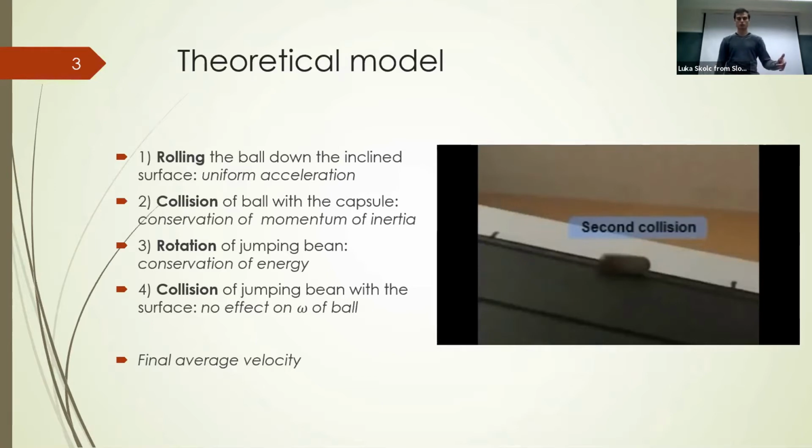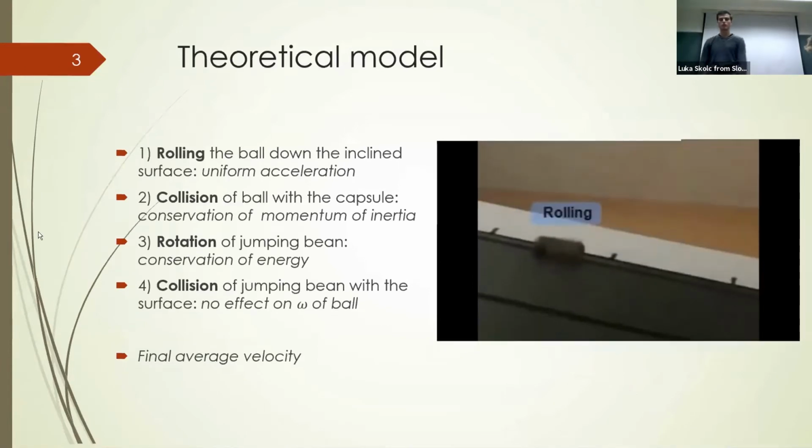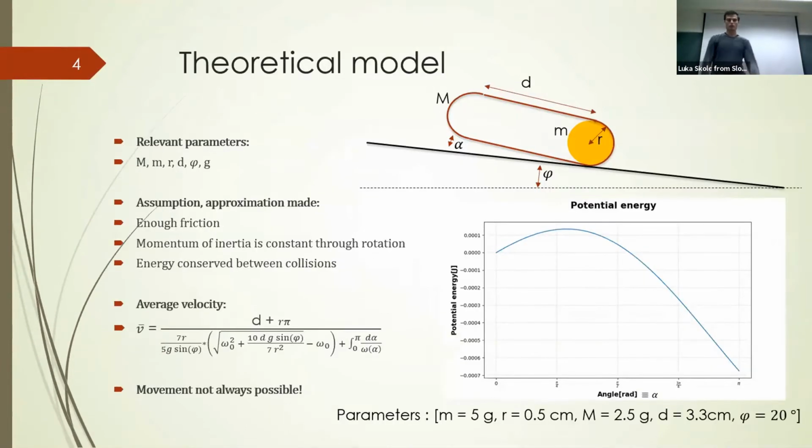So this movement converges, and after a few cycles, all successive cycles are the same. Taking this into account, we are able to calculate the final average velocity. And in the rest of the presentation, when I'm referring to the velocity of the jumping bean, I'm actually talking about this final average velocity. Okay, so here is a video which justifies our division of the motion. Okay. So before talking about theoretical results, I think relevant parameters, assumptions, and approximations should be addressed.